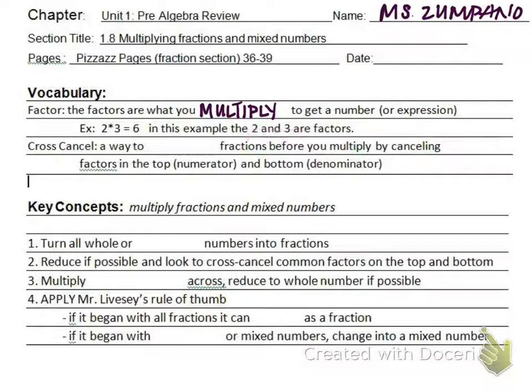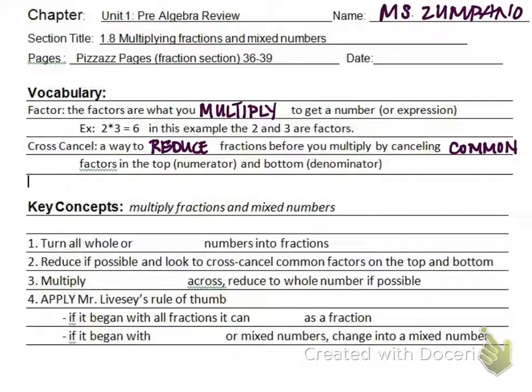Also, let's take a look at cross cancel for a vocabulary word. So cross cancel is a way to reduce fractions before you multiply by canceling common factors on the top, which is the numerator, and the bottom, which is the denominator. Next, we're going to take a look at some key concepts about multiplying fractions and mixed numbers together using these words. So using factor as well as cross cancel.